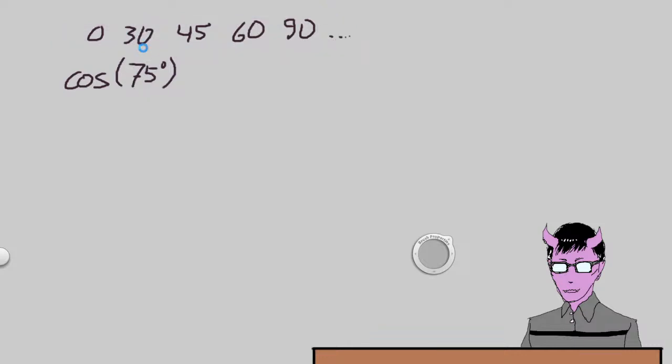What can we do from this one? Well, the closest ones, 30 and 45. So already we can come up with the split for that one. So 30 degrees plus 45 degrees. We can do that as a sum.